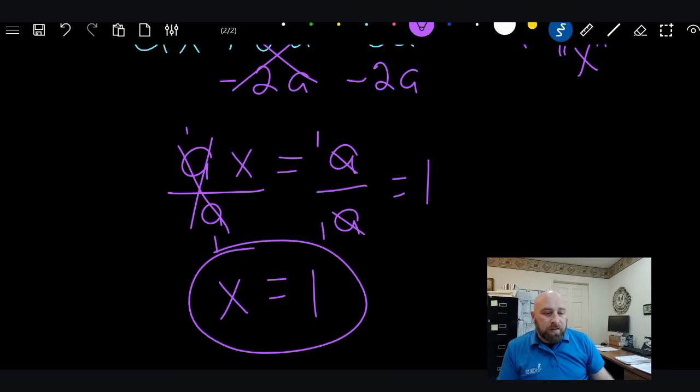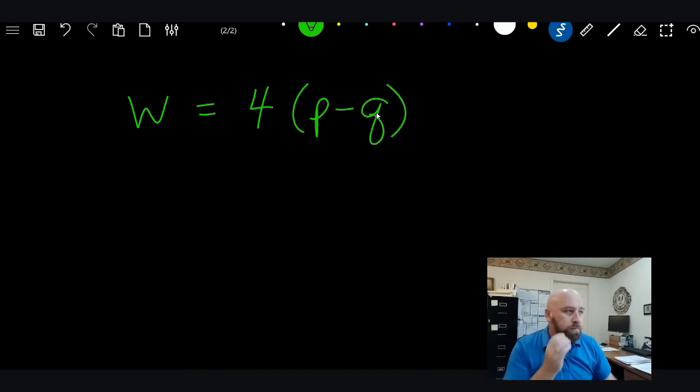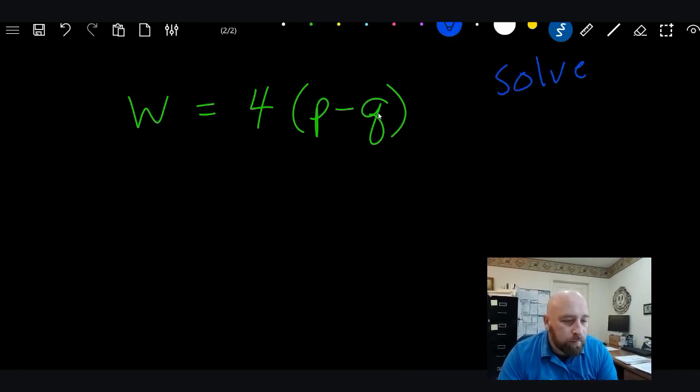Okay, let's do one more, because these are so much fun, I know, and you love them. W equals 4 times P minus Q. And we want to solve for Q. All right, so what does this look like?